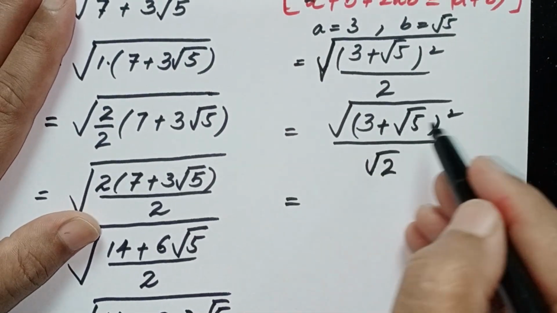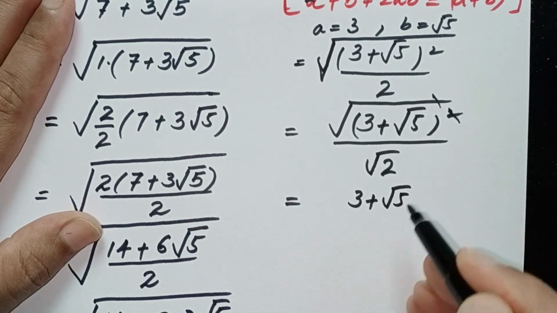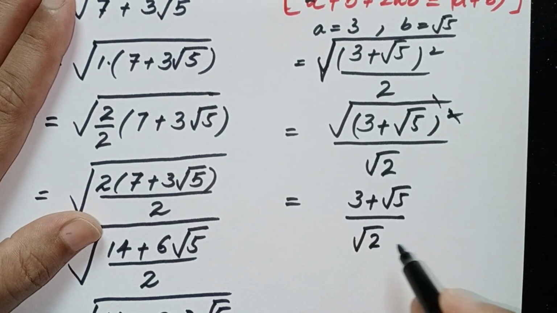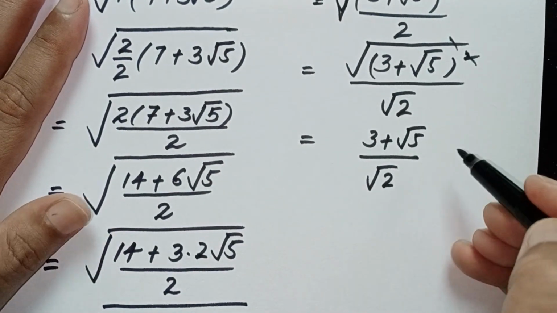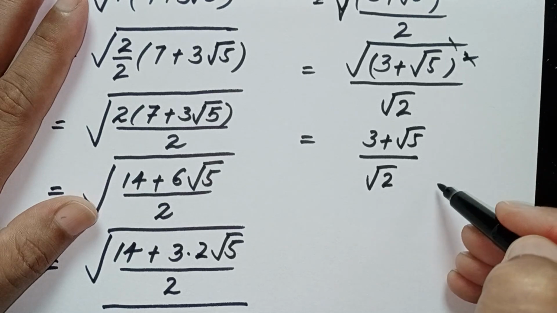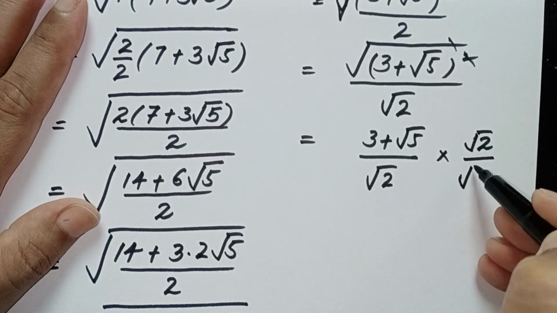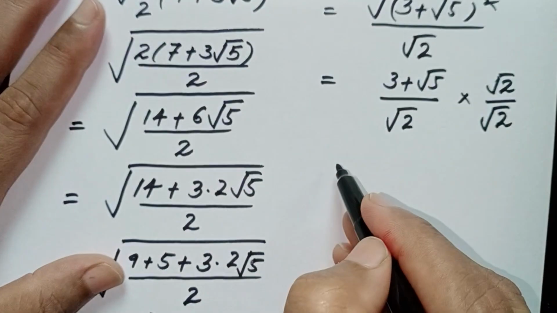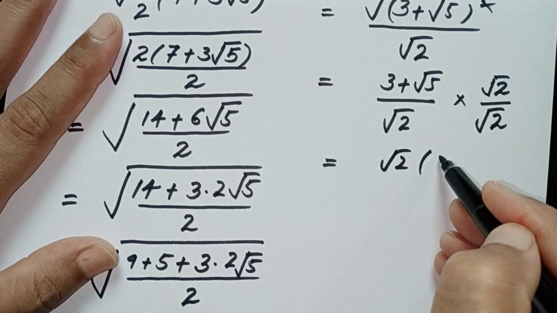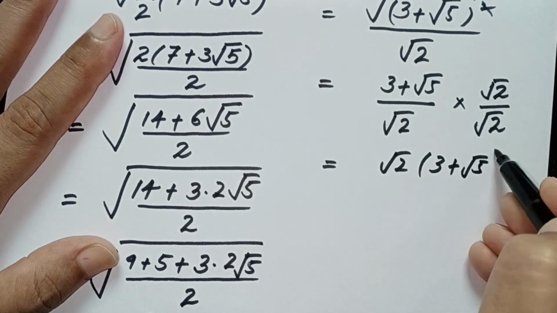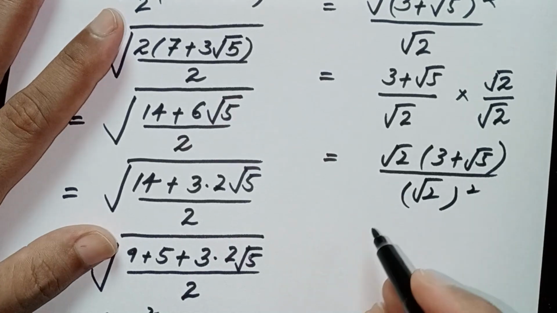So this can be written as, this square will go with the square root, and we get 3 plus square root 5 over square root 2. So here we will multiply and divide by square root 2, and we will get square root 2 times 3 plus square root 5 over square root 2 whole square.